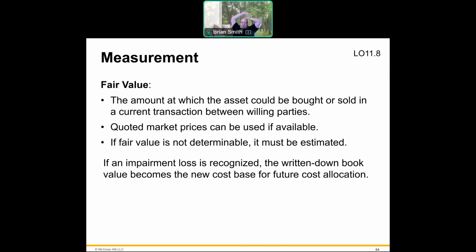Fair value is not always determinable. You can use an estimate, but you should go in this order. Quoted market prices should be used if available. If it's not completely written off, whatever the value becomes is its new base for future cost, depreciation, or allocation.